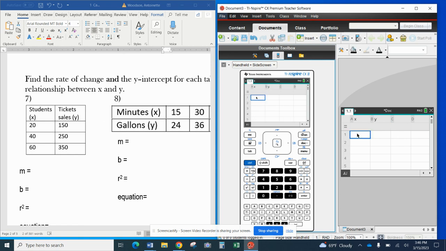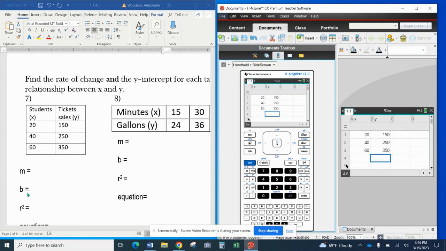I'm going to input all of my X values first. So 20, enter, 40, enter, 60, enter. Now I'm going over to the top of the Y column, and I'm going to put in 150, enter, 250, enter, 350, enter. Remember, we leave our cursor in a blank box. It's best to be in the habit of putting it underneath either the X or Y column. I like to use the Y column. You can choose whichever one you prefer.